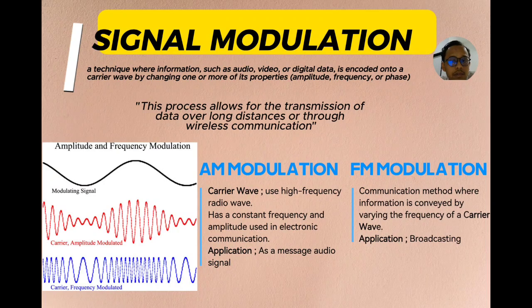Two fundamental types of analog modulation techniques are amplitude modulation and frequency modulation. In AM, the amplitude of the carrier wave is varied in proportion to the information signal, while the frequency remains constant. In contrast, FM involves varying the frequency of the carrier wave based on the input signal while keeping the amplitude constant.